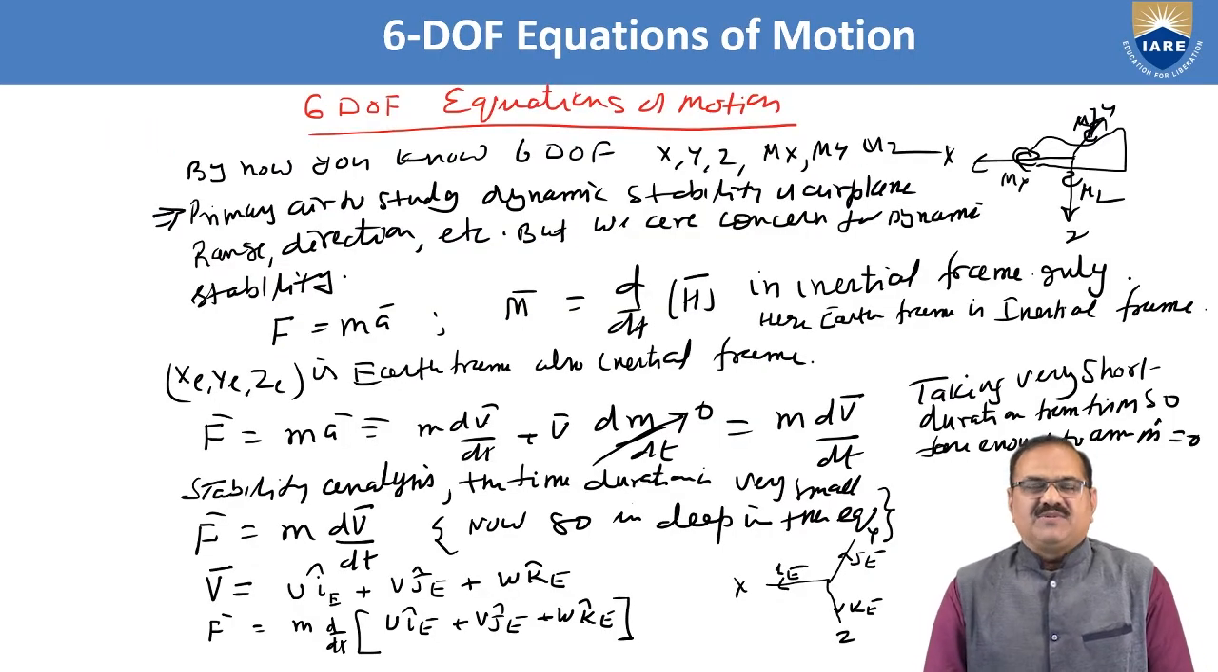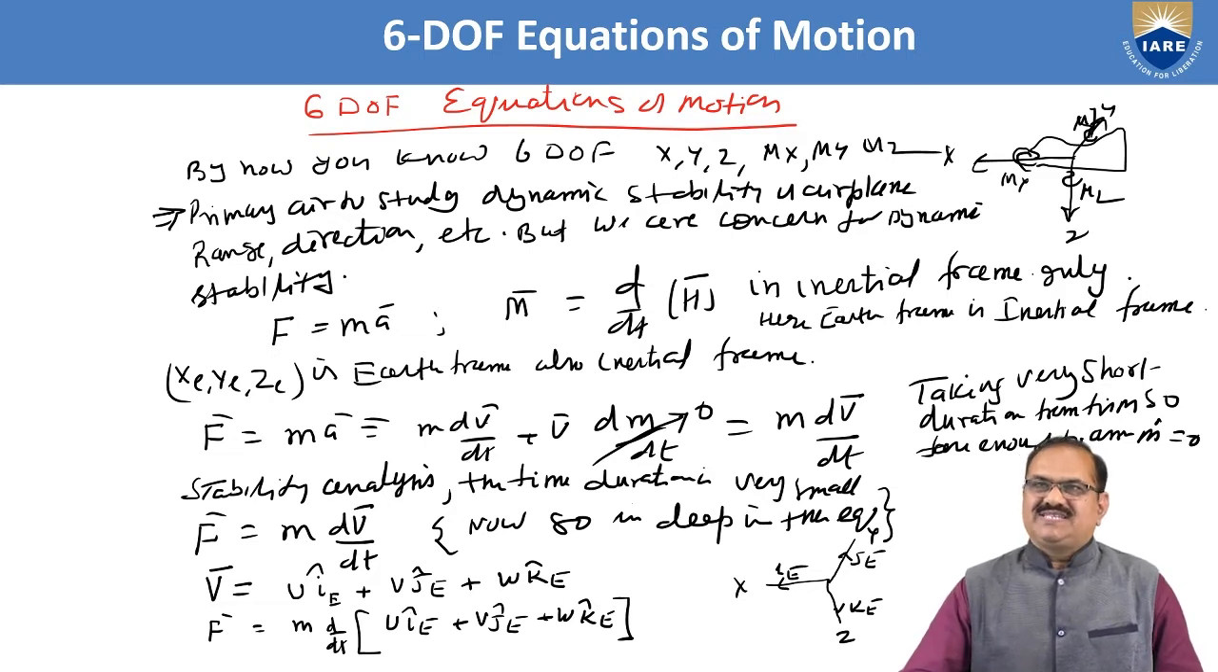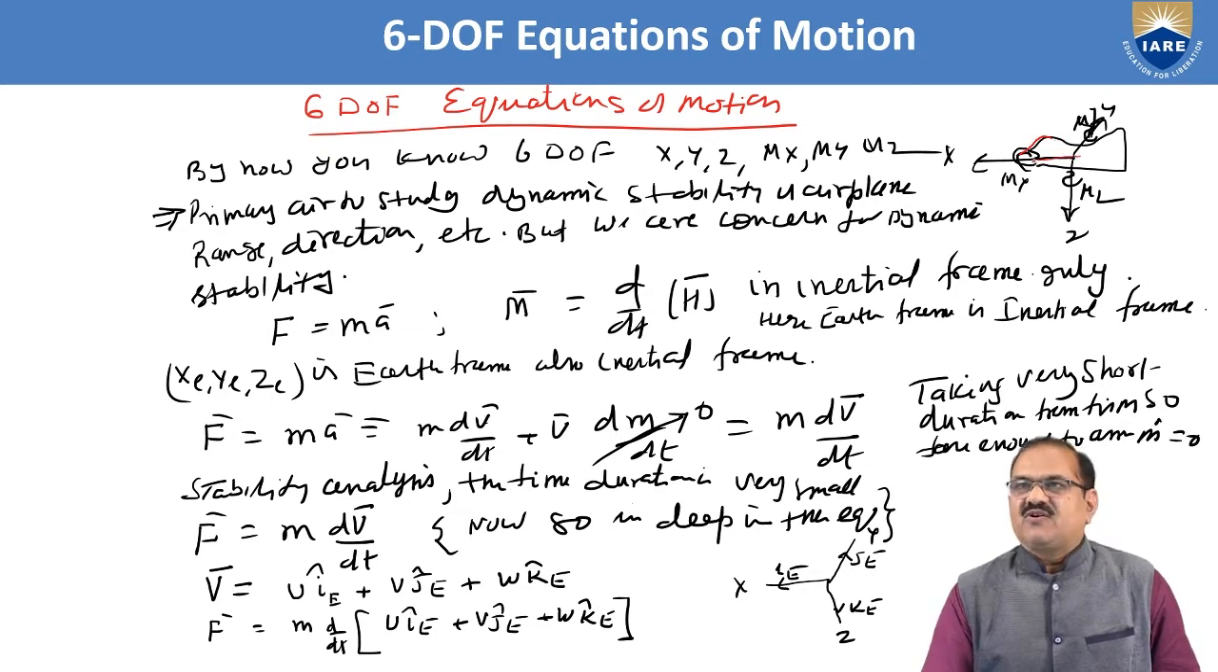So, I am starting with 6 degree of freedom equations of motion. First we should know the meaning of 6 degree of freedom. You can see here one diagram, one aircraft. This aircraft can go forward, that is the X direction. It can go upward or downwards, that is the Z direction, and it can go sidewise, left or right.